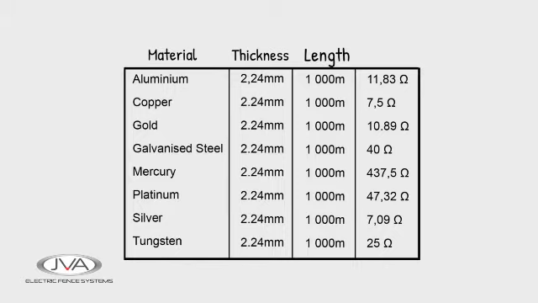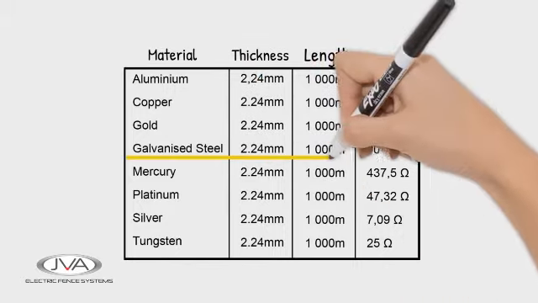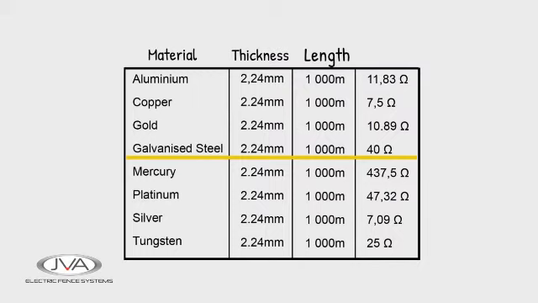Because of its cost effectiveness and durability, we're using 2.24mm galvanized steel wire in this example, which we know has a resistance of 40 ohms over a 1 kilometer distance.